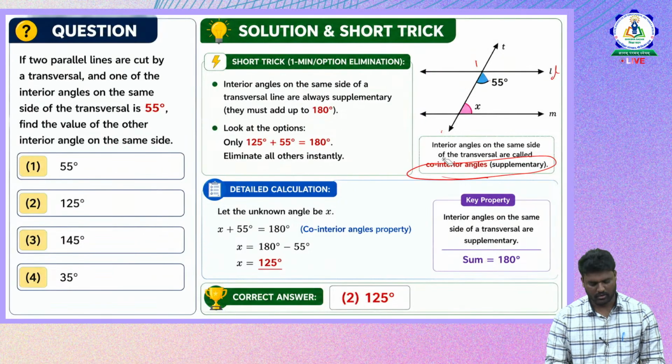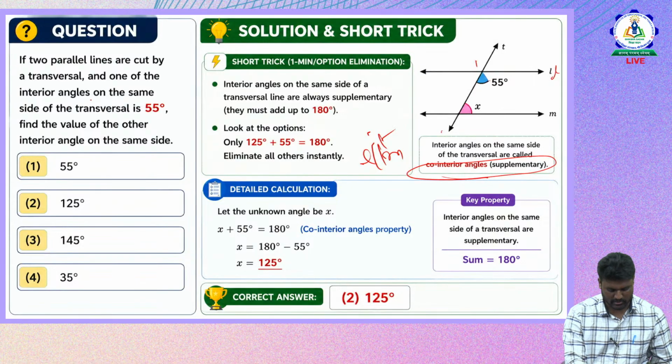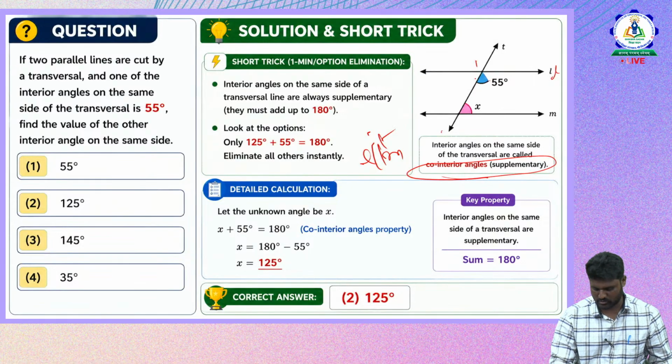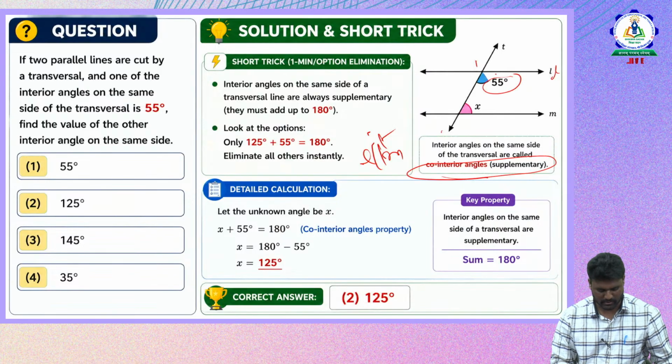So there are two parallel lines, L parallel to M, where T is the transversal line. When they are cut, the question is about the interior angles, this one and this one. One of the interior angles on the transversal is 55 degrees, and we need to find the value of the other angle. Let the unknown angle be x.